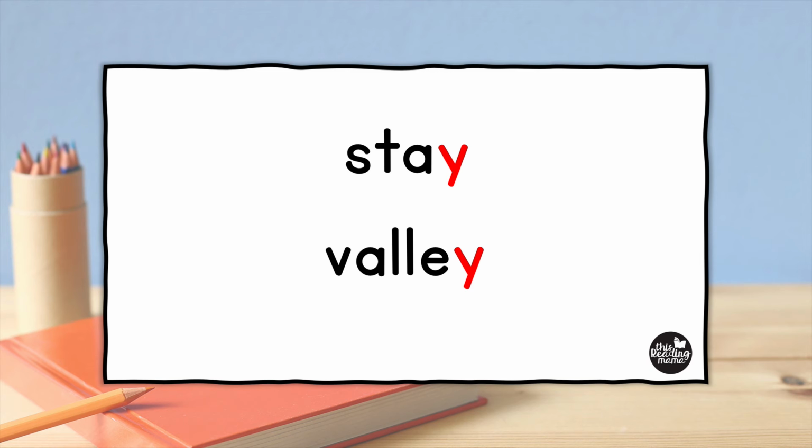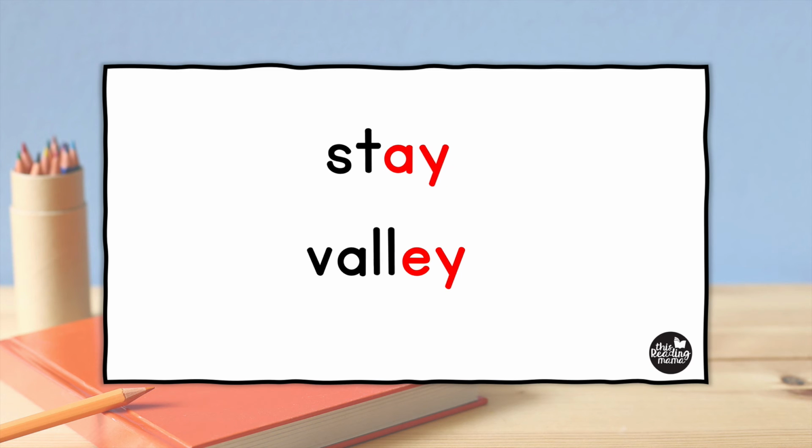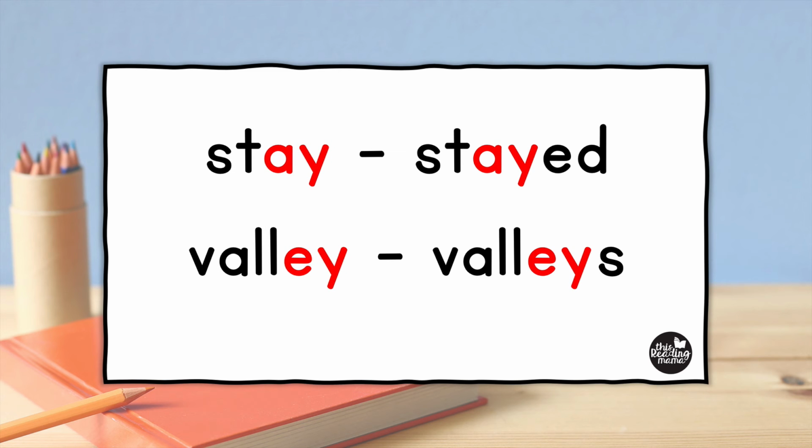All right, so let's look at two examples. We have stay and valley. Both of these base words have a vowel that comes before the final Y. And then we're going to add suffixes to each word. We have ED that's been added to stay, and we have an S that's been added to valley. So it doesn't matter again if it's a vowel suffix or a consonant suffix here. But because you had a vowel that came before the final Y in each of these words, we have A before the Y in stay, E before the Y in valley. We do not need to change the Y to I's before we add the suffixes to these words.